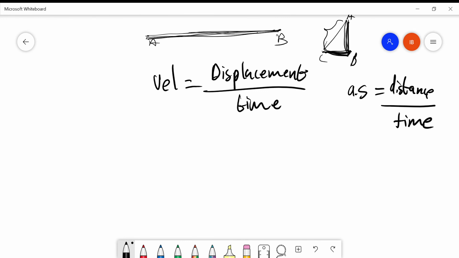So in one-dimensional motion, magnitude of average velocity is equal to or less than average speed. That's it. These two questions, question 12 and 13 of NCERT physics.